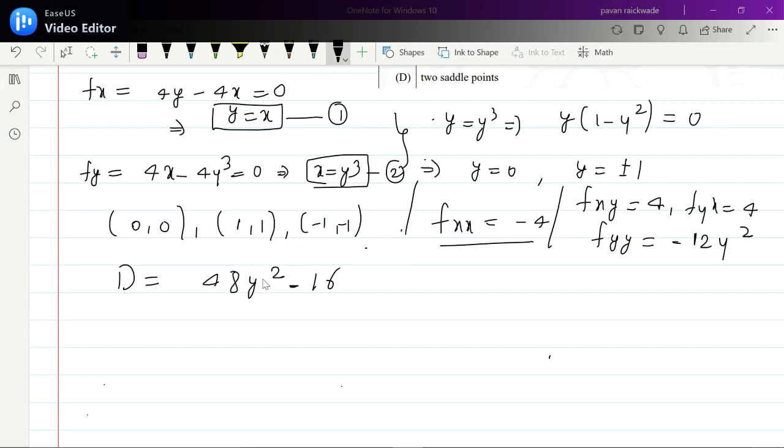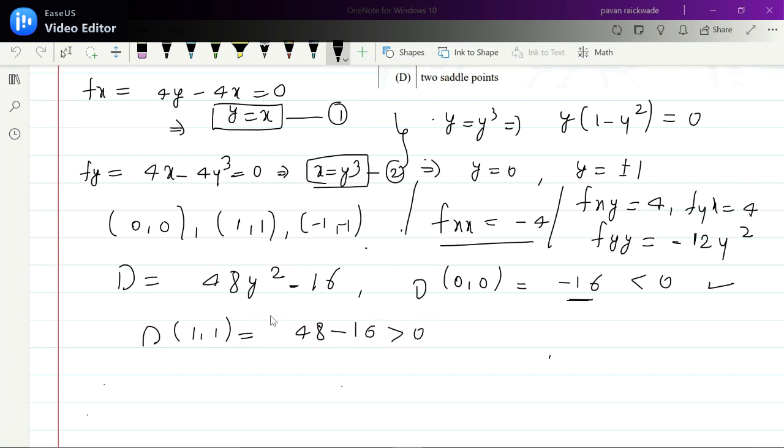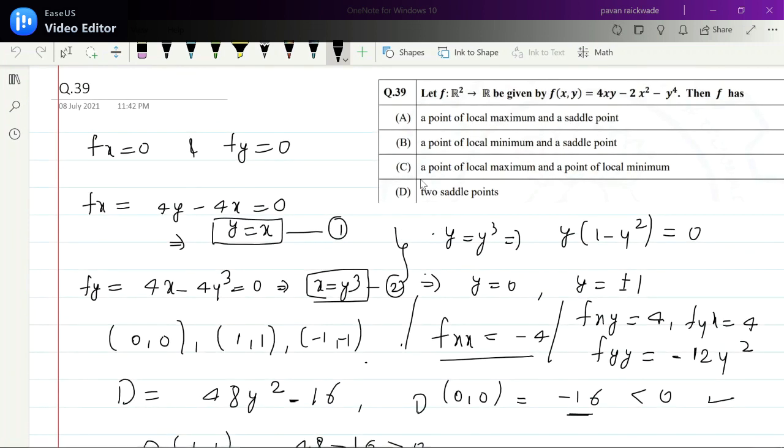Okay. So at point (0, 0), D is minus 16, right? It is negative, which implies a saddle point, one saddle point we got. And D at any other point, like (1, 1), you get 48 minus 16, which is positive, and fxx is straight away negative, so you get a maxima, right? So the option with a point of local maxima and a saddle point is the correct option. Option A is the correct option.